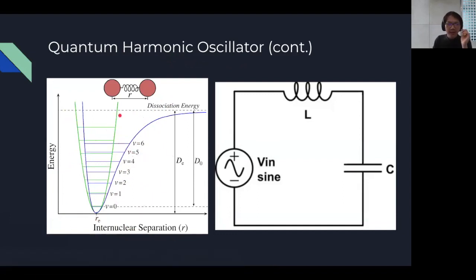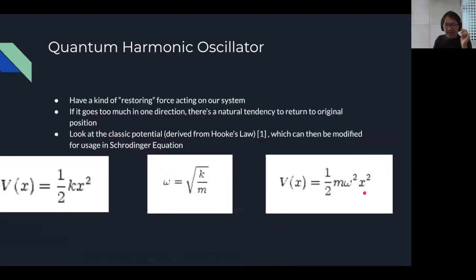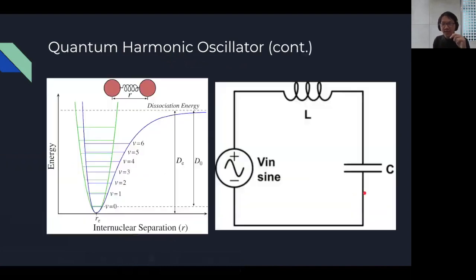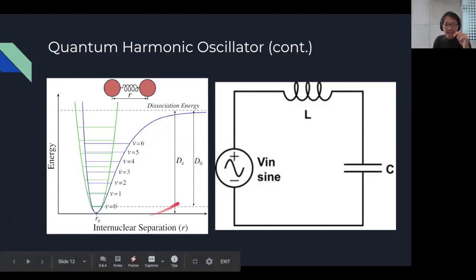And you'll notice that the green is an ideal harmonic oscillator. So if the potential was just this, but in the real world, things aren't as ideal. And you'll notice that the potential kind of skews to the right here, and it generally flattens out as you get to higher and higher energy levels. So the levels get closer and closer together as the internuclear separation increases, at least according to this diagram.